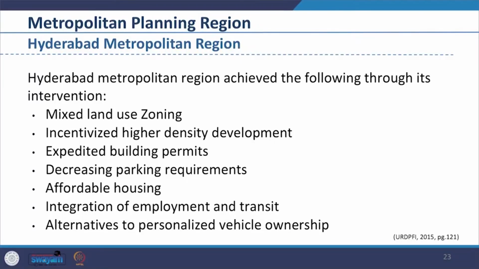With this transit-oriented development plan, Hyderabad Metropolitan Region could achieve the following specific things through its intervention. These were mixed land use zoning, incentivized higher density development, expedited building permits, decreasing parking requirements, addressing affordable housing, and integration of employment and transit. Further, they provided alternatives to personalized vehicle ownership. So, these were the achievements which Hyderabad Metropolitan Region could make through the transit-oriented development plan.